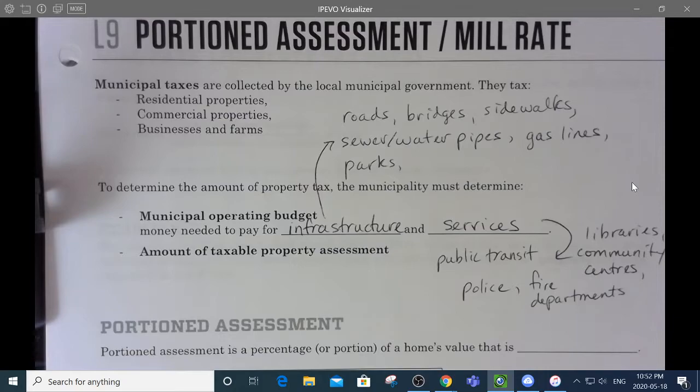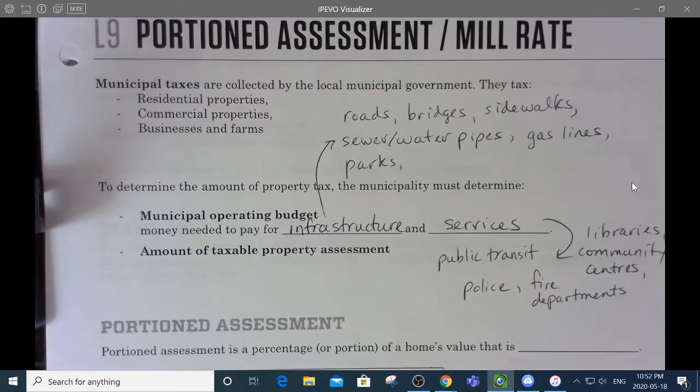You're probably thinking, well, wait a minute, when I get on the bus, don't I pay for the bus by my actual bus fare? Well, actually, bus fare doesn't even come close to paying for the entirety of the budget for public transit here in Winnipeg. So the rest of it is, of course, covered by municipal property taxes.